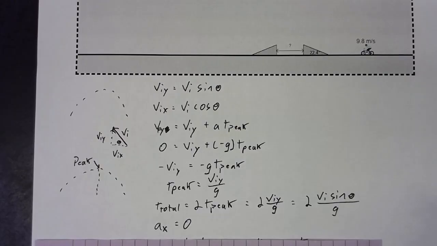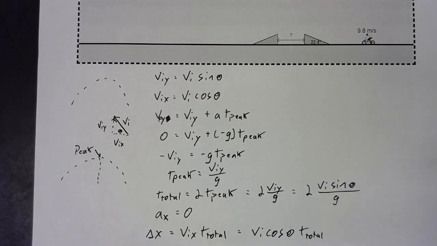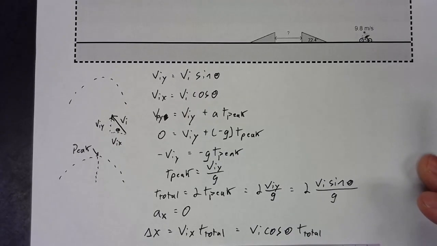Then keep in mind the acceleration in the x direction is 0 while he's in the air. That means that he's traveling at constant velocity in the x direction, so we need to find his initial x velocity and then multiply that by the total time. So here's a formula that will do that.